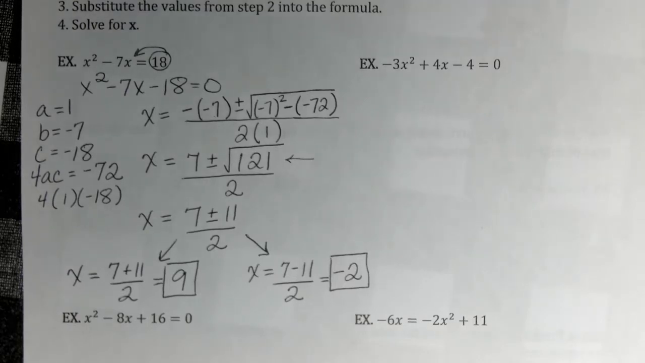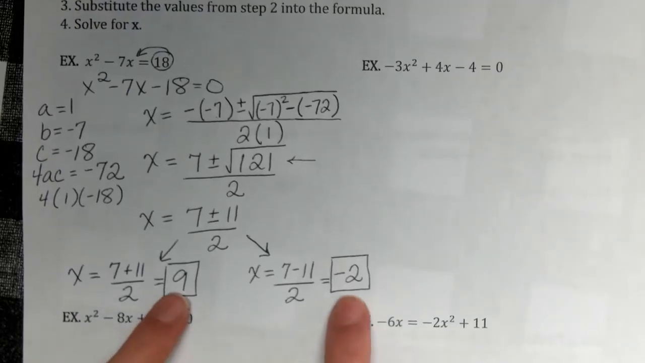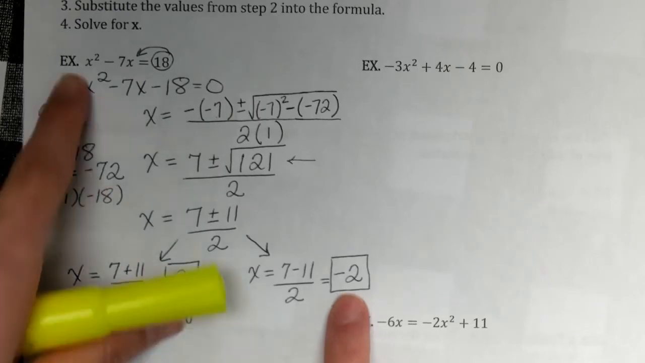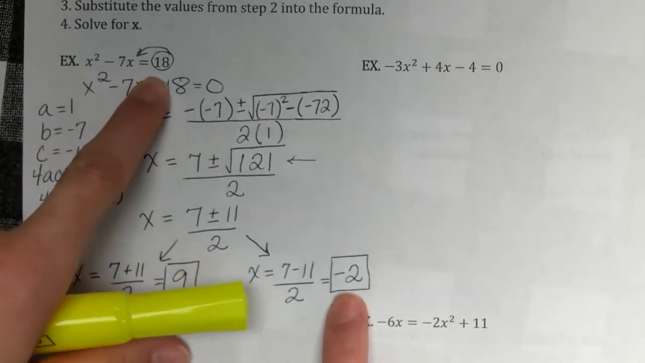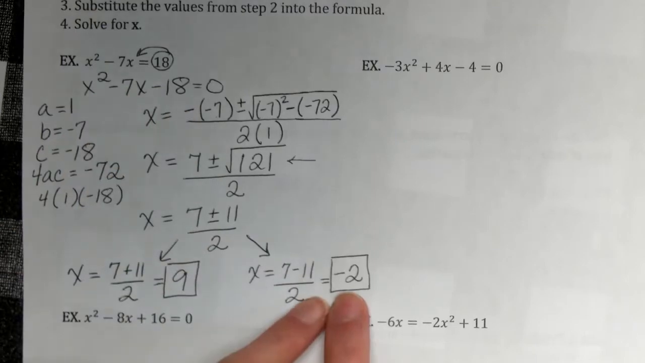Okay? You can also check them. Take 9, store it for x in your calculator, type your x squared minus 7x, it should give you 18. Same thing for negative 2.